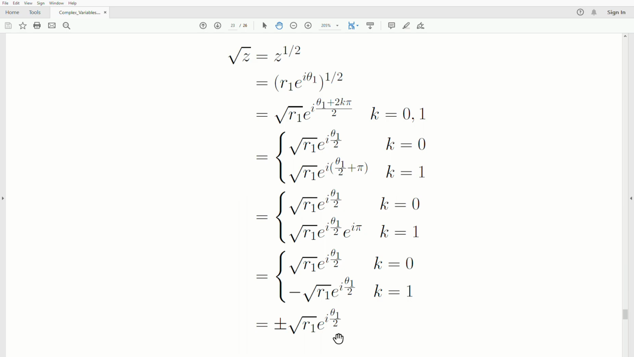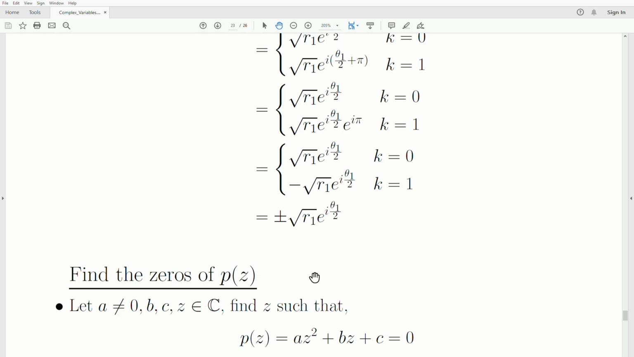And see, this is very analogous to the square root in the real number system. So the square root of 36 is plus or minus 6, right? 6 times 6 is 36. Minus 6 times minus 6 is 36.